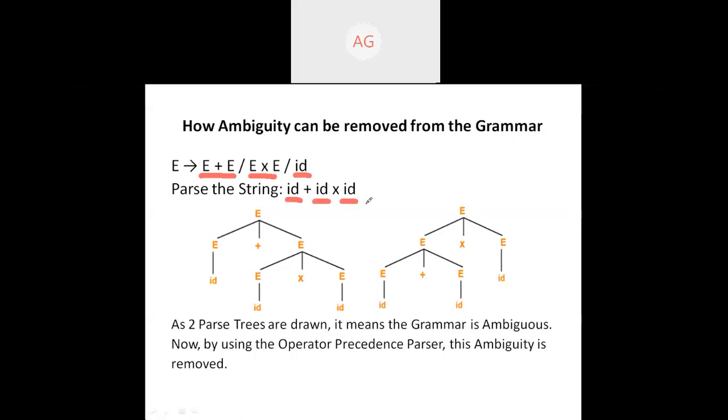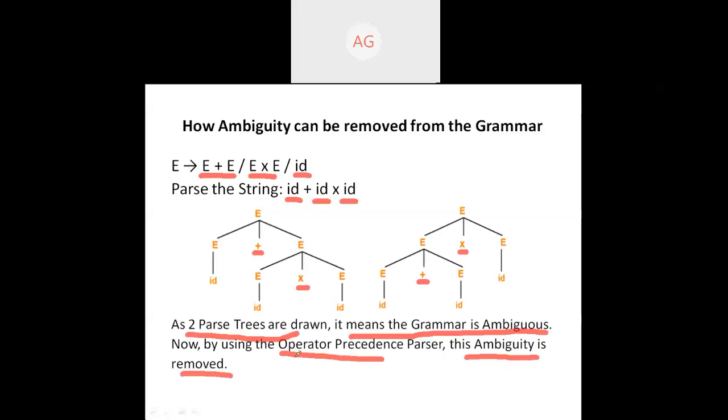We already know that when we draw the parse tree of this string, it produces two parse trees. As two parse trees are drawn, it means that the grammar is ambiguous. These are the two parse trees drawn from this grammar. If we consider the plus first, then this is our parse tree, and if we consider into first, then this is our parse tree. As two parse trees are drawn from the same grammar, this grammar is ambiguous. But with the use of operator precedence grammar, this ambiguity is removed.